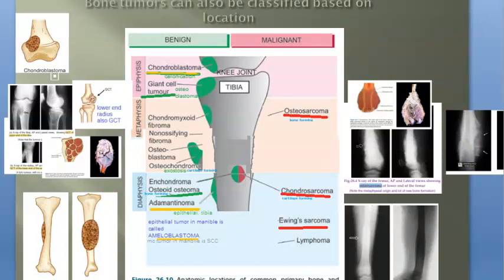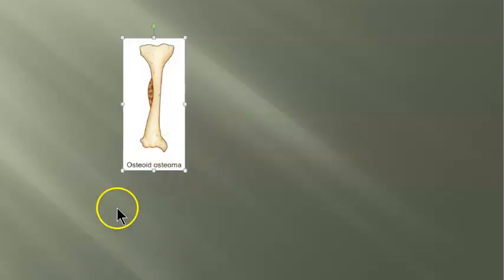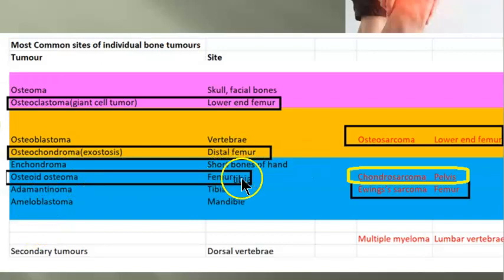Osteoid osteoma in the diaphysis. So they have written here it is bone forming. So look at the osteoid osteoma diagram. It is bone forming, a benign tumor of the bone. Most commonly, where do you see it? In the femur and the tibia.